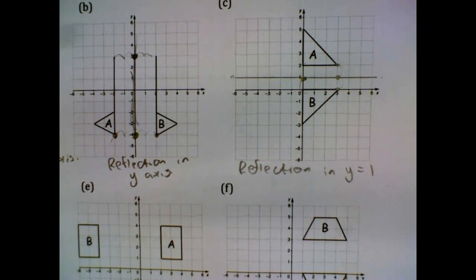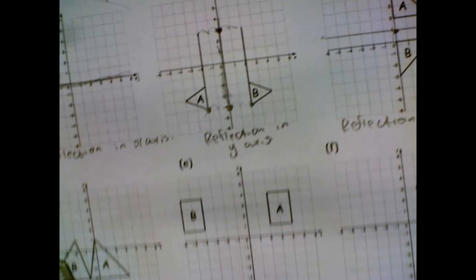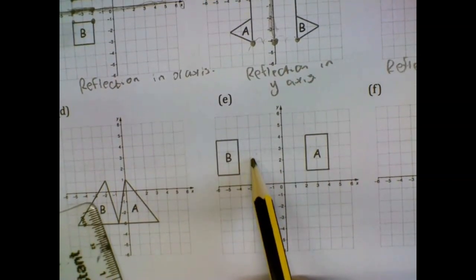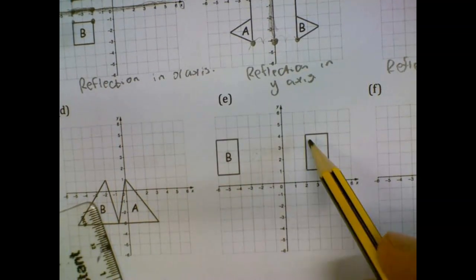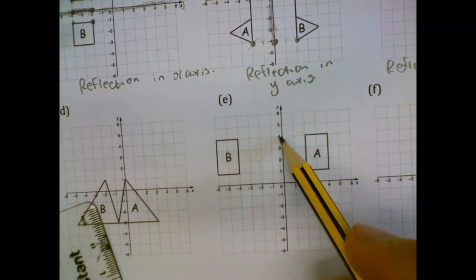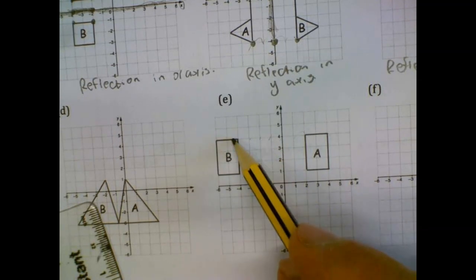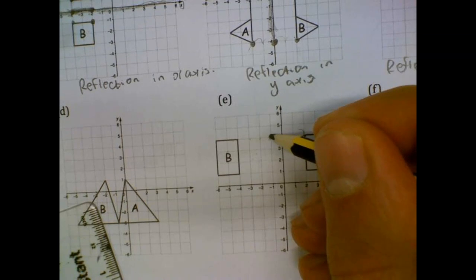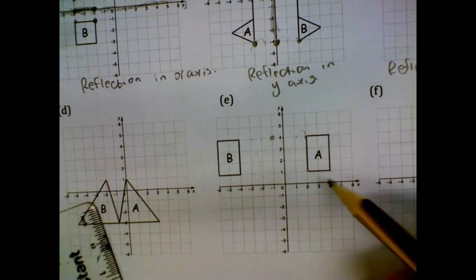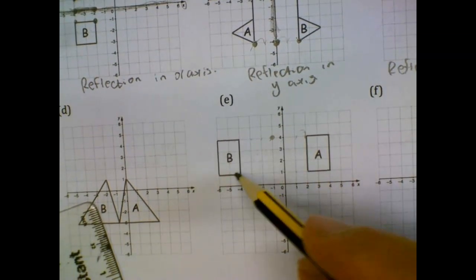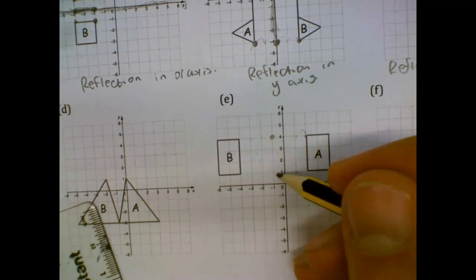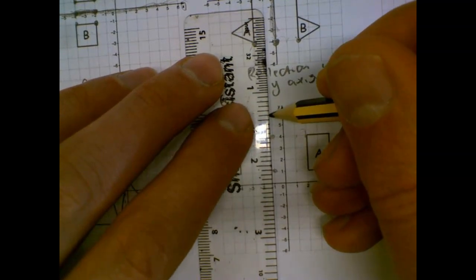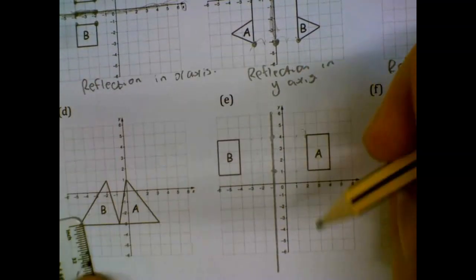Let's do one last one, and then you can have a go at practicing some yourselves. Let's have a look at this example E. So let's see the distance between these two. 1, 2, 3, 4, 5, 6. So halfway is 3. So 1, 2, 3. So that's the first point on my mirror line. Now the distance between these is probably going to be 6 as well. So that's going to be 1, 2, 3 being halfway because they're rectangles. So my line of reflection is going to be there.